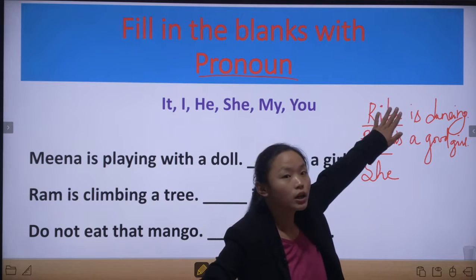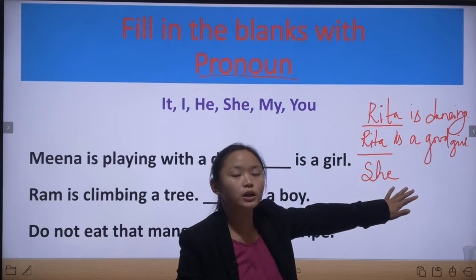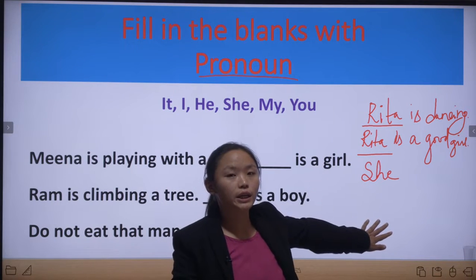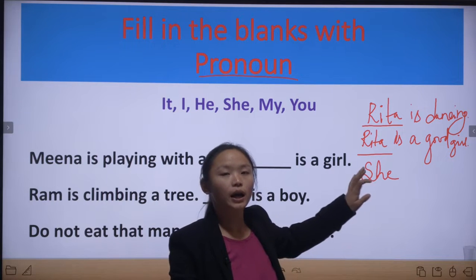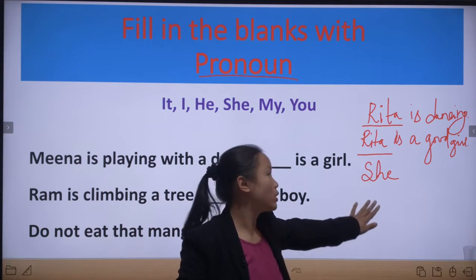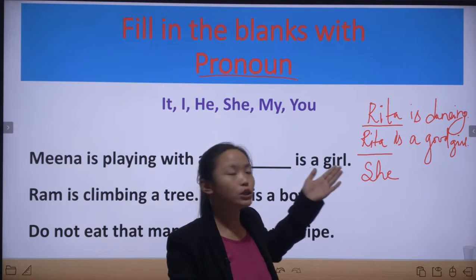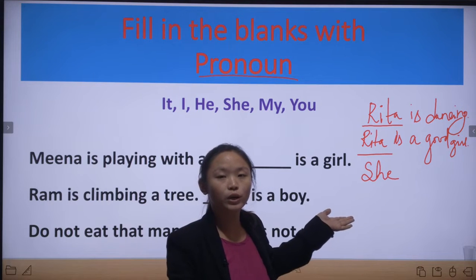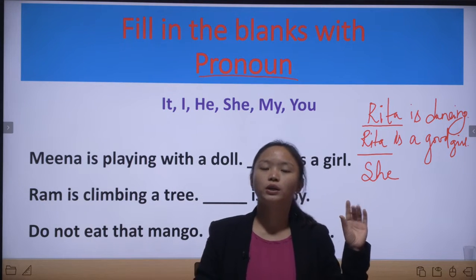Instead of the name we can replace it with she, or if it's a boy we have to write he, and if it's a thing or animal we have to write it, right. So like this we have to replace the word, we can't use the word again and again, right. We can use the name in the first place.